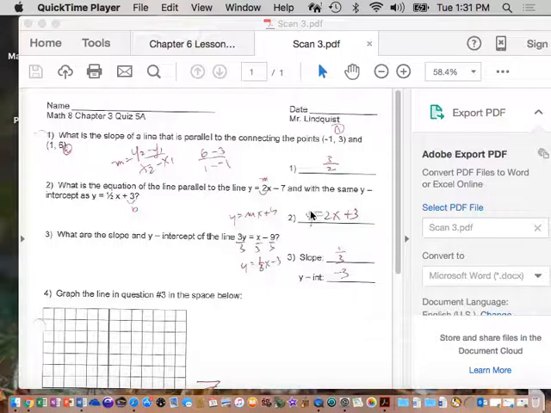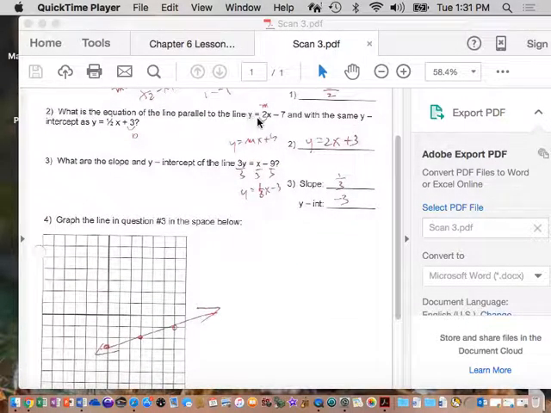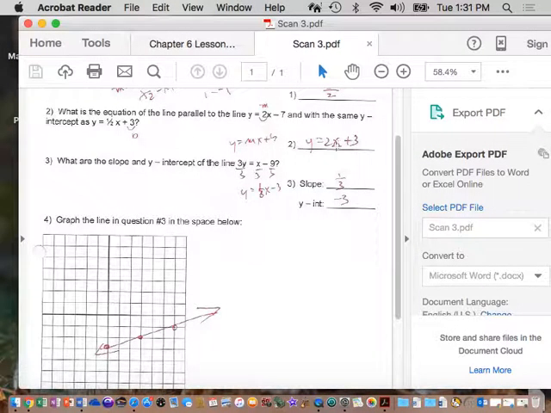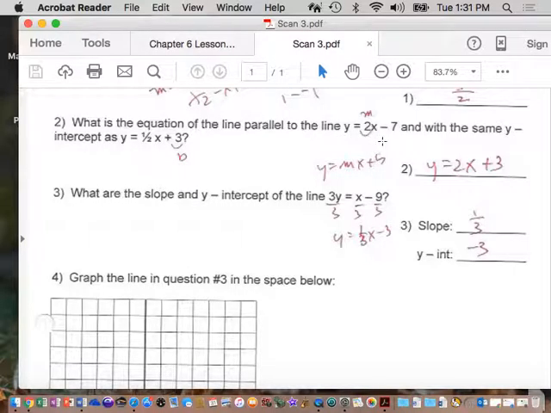Number 2. What's the equation of the line parallel to this one with the same y-intercept as the other one? Since it's parallel, I have to look for the slope here. y equals mx plus b. The slope is m. It's in front of the x. In this case, the slope is 2. And b is the number at the end because they're in y equals form already. I need the same y-intercept as this one, so the b has to be 3. So I get y equals 2x plus 3.